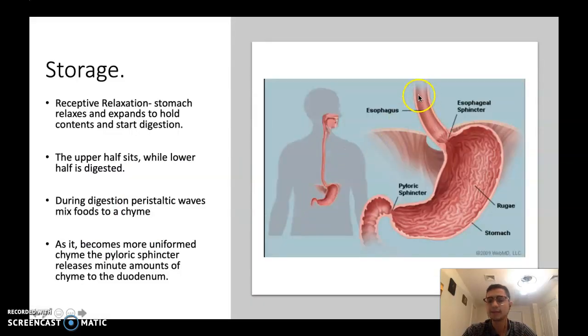So on the anatomy of the stomach, if we look at the right side of this figure, firstly we have the esophagus, then we have the esophageal sphincter where food enters, and then when food enters we have something called receptive relaxation, where the stomach is able to expand and hold and digest the food. So the upper half is not being digested while the bottom half is being digested. It's being digested through peristaltic waves, where it's able to move the food and mix it around mechanically and chemically, and then once it's digested, it's able to slowly filter out through the pyloric sphincter over here to the duodenum, which would initiate the intestinal phase like we were talking about before.